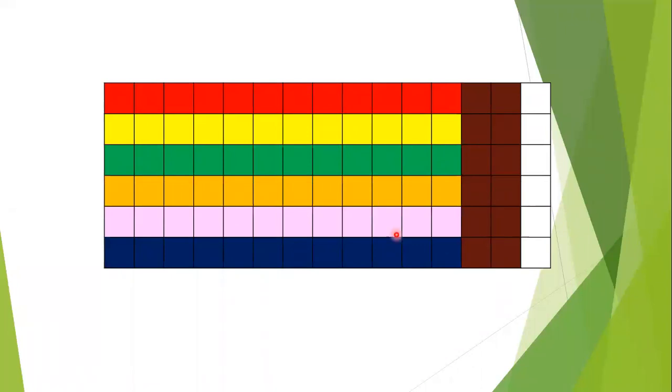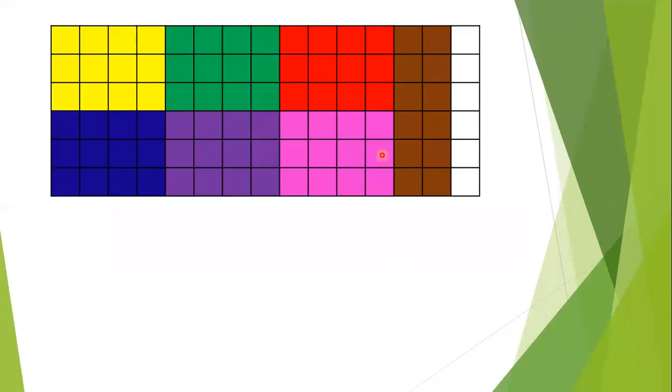Out of these 7 rectangles, 6 rectangles have the same measure, 12 centimeter length and 1 centimeter breadth. The 7th one, 6 centimeter length and 2 centimeter breadth. And it is not necessary that we have to take the rectangle lengthwise only. In the next figure we can say we have taken it with breadth 3 centimeter and length 4 centimeter. See, this way also you can arrange.